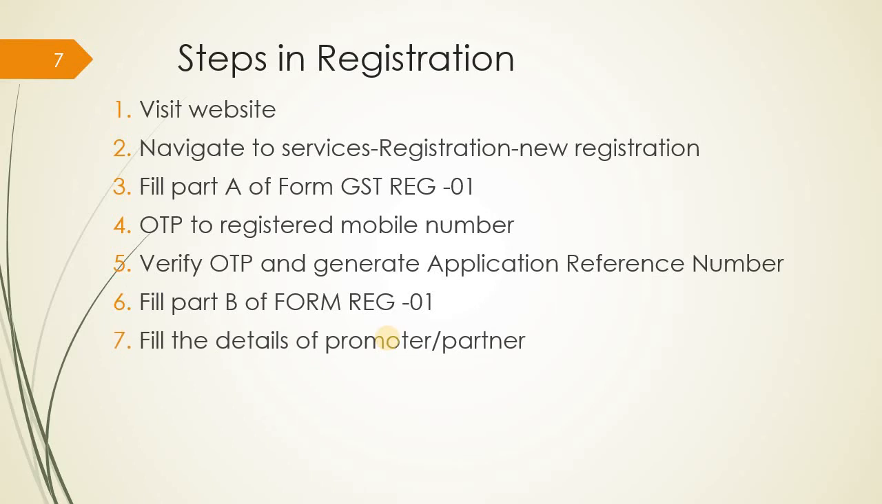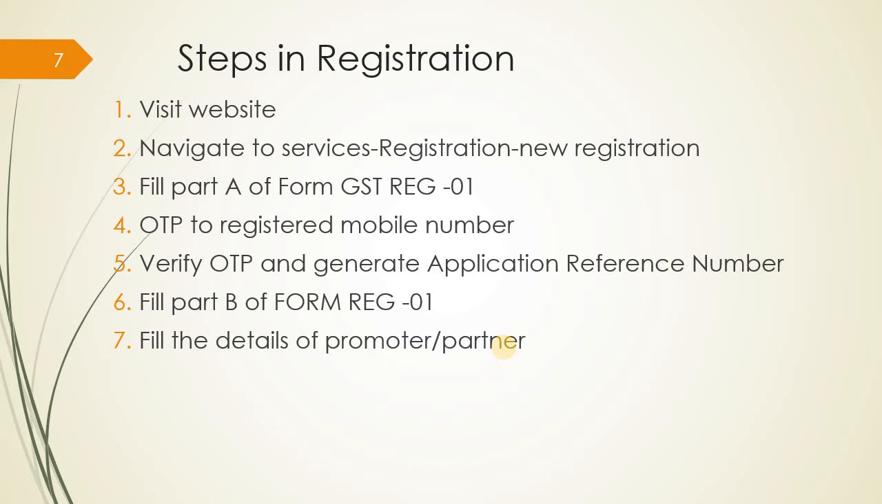The next, you have to fill the details of the promoter or partner. If you are a proprietor, you have to fill your name. If you are a partner, then you have to fill the details of the partner. If there are directors, you have to fill the details of the director. Promoter in the sense, it can be proprietor, partner, director. You have to write their name, their father's name, date of birth, mobile number, email address, gender, then their PAN number, designation, every detail has to be submitted.